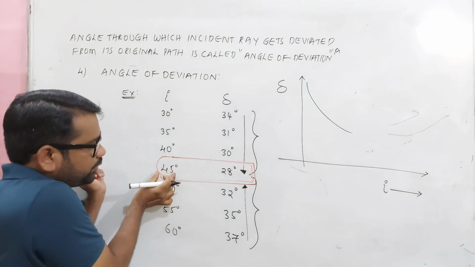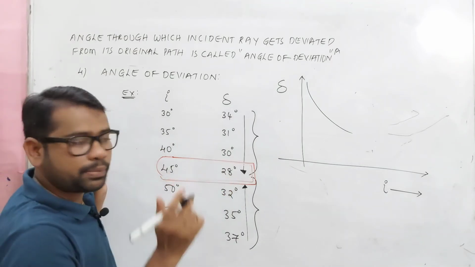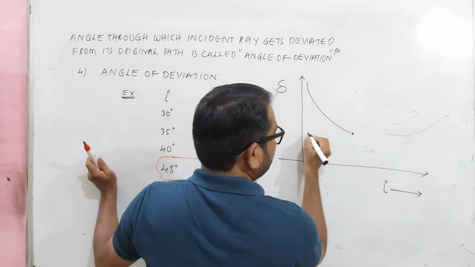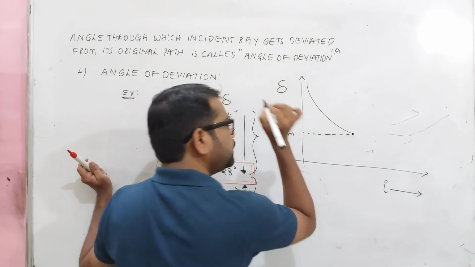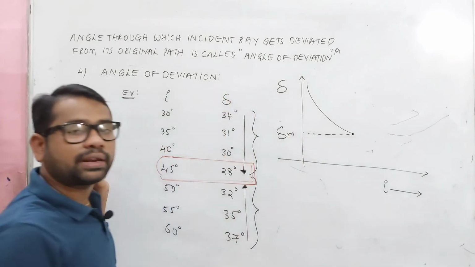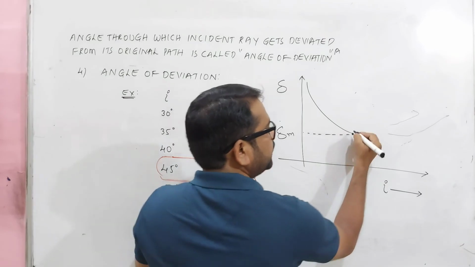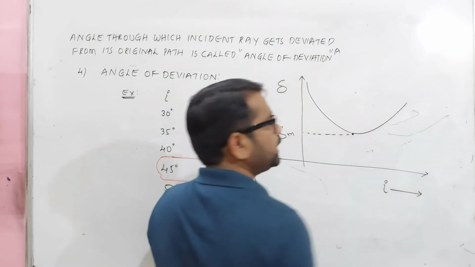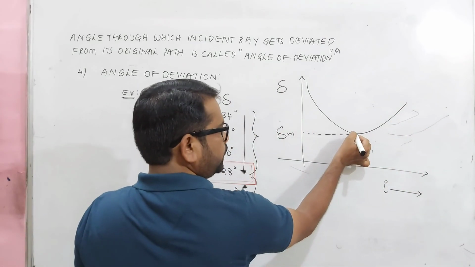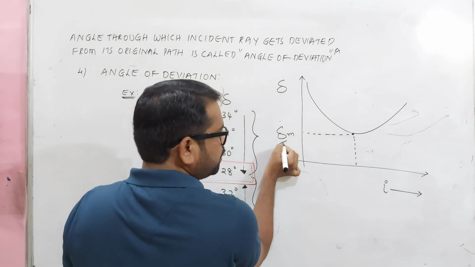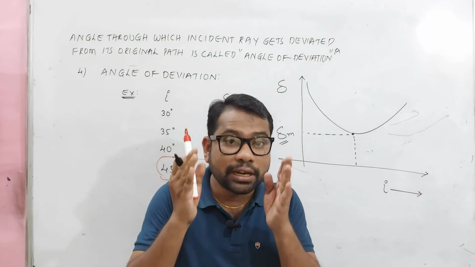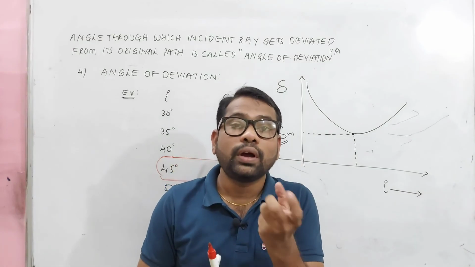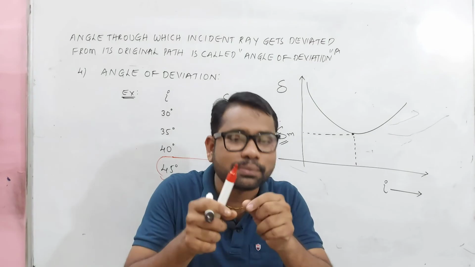For a particular value of angle of incidence, the deviation will become minimum. Let us say this is the point where it will become minimum. Let it be delta m, the minimum angle of deviation. After that, when you continue to increase the angle of incidence, the angle of deviation also increases. So children, at this minimum angle of deviation only, the angle of incidence and angle of emergence are equal, and the two angles of refraction inside the prism are also equal.